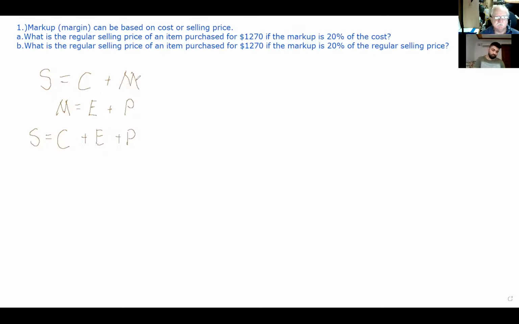With the concept of the markup, they're telling us markup can be based on cost or selling price. So the markup based on cost, for our purposes, is basically translated as the markup divided by cost. And if we have to calculate the markup, that's going to be the selling price minus the cost divided by the cost.